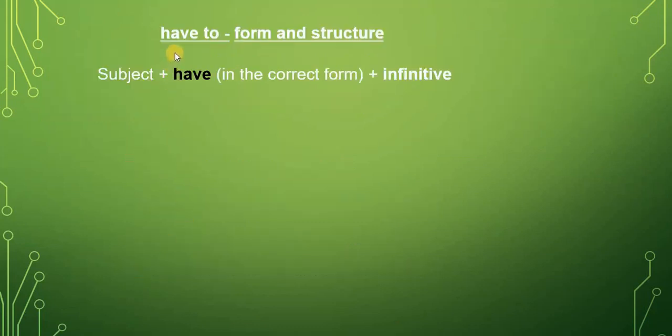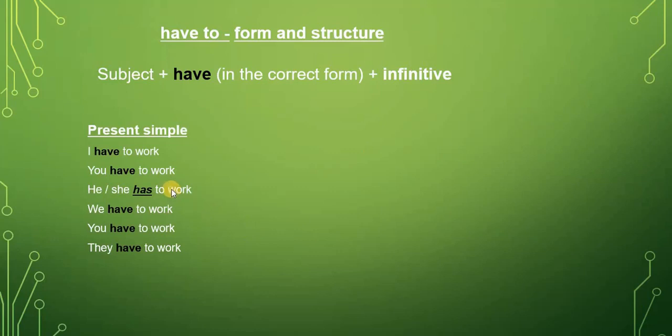Let's start with have to and start with the form and structure. Here is the form and structure. We have the subject, then we have the verb have as a main verb in the correct form, followed by the infinitive of another verb. So remember, the infinitive is the word to, followed by the base form of the verb. So we're going to look at some examples. So this is the present simple of have to.